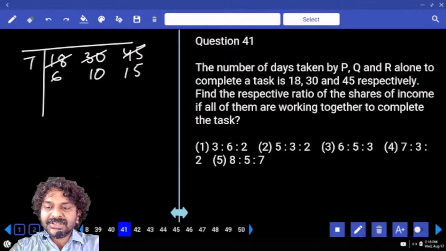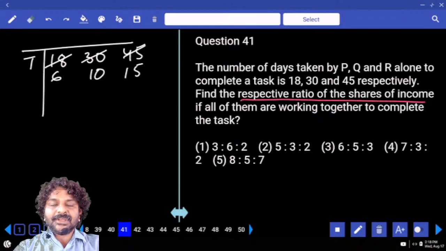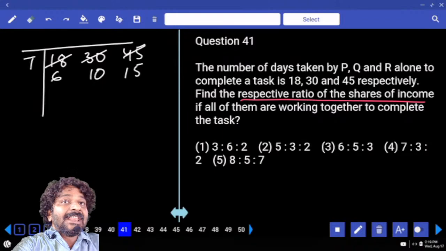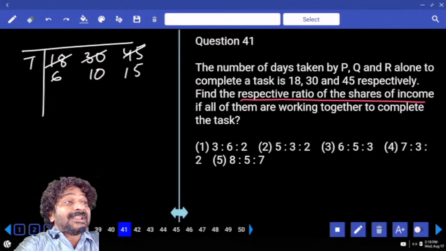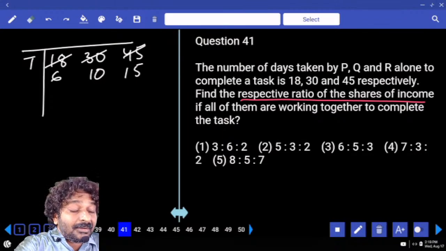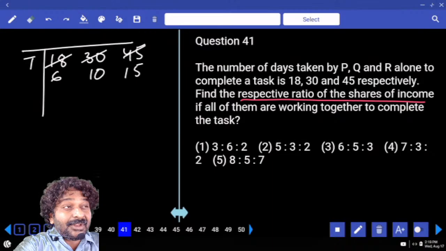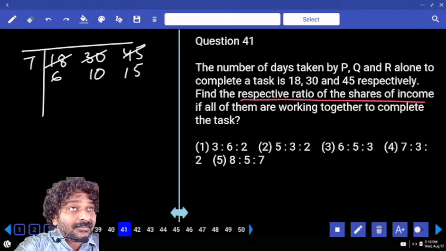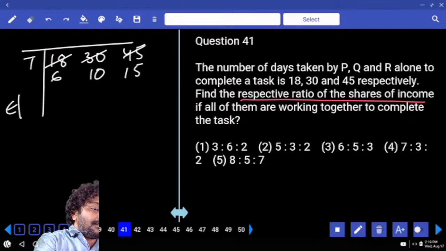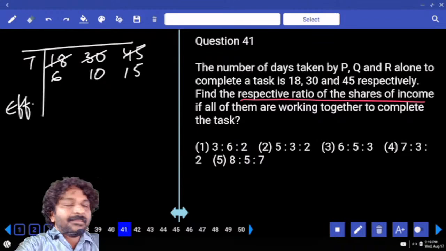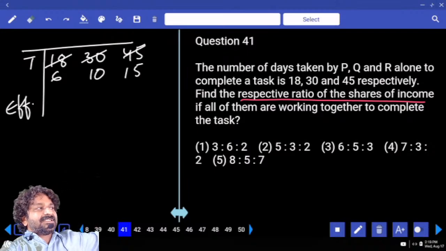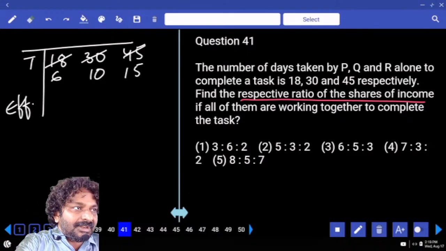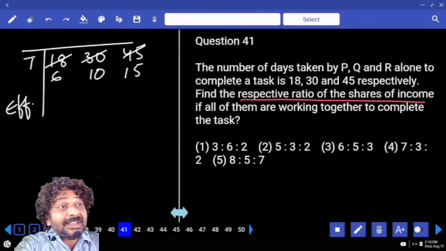Now our question is, in what respective ratio can they share the income? Salaries, wages, income must be shared according to what respective ratio? Come on, not profit. What respective ratio? Come on, efficiency ratio. They must be shared according to their efficiency ratio. Now we have 6, 10, 15. That is about the time ratio only. Time and efficiency are inversely proportional. So what do we need to calculate?